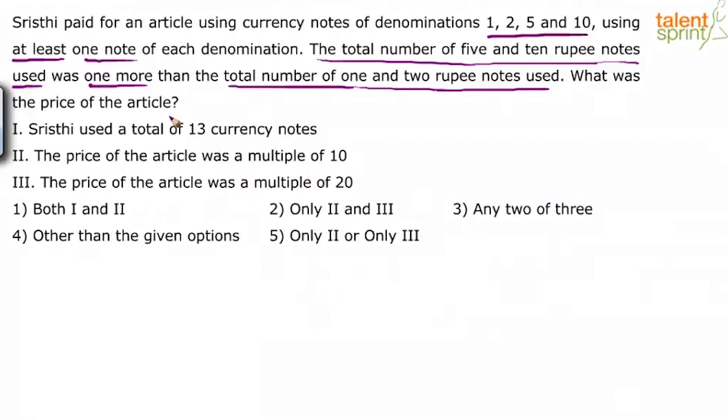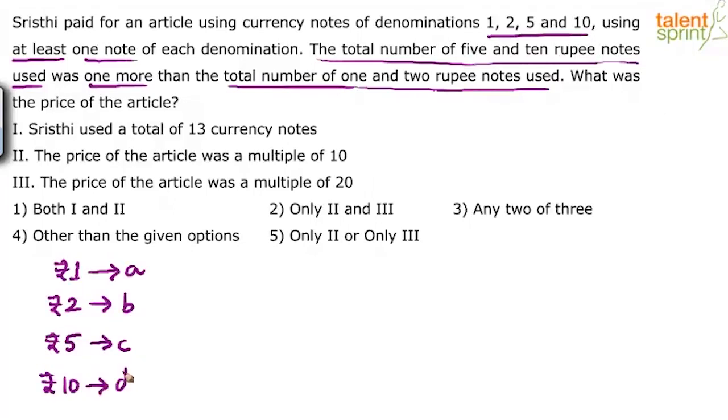First of all, understand the data given in the question very clearly. In the question statement we have four different denominations. Let us assume the number of 1 rupee notes is A. The number of 2 rupee notes is B. The number of 5 rupee notes is C. And the number of 10 rupee notes is D. So this is what we know: A, B, C, D. So A notes of 1 rupee, B notes of 2 rupees, C notes of 5 rupees and D notes of 10 rupees.